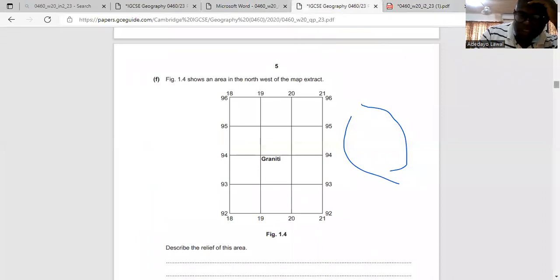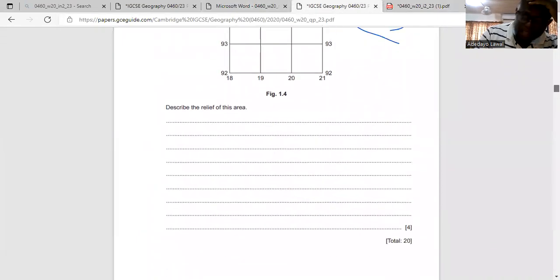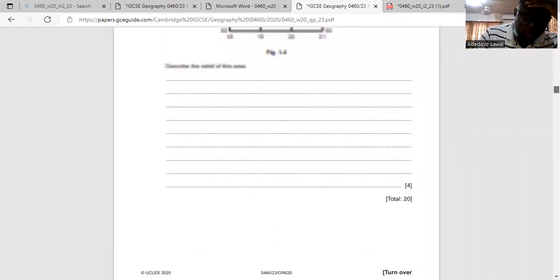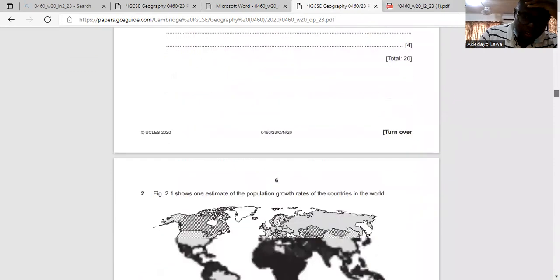It's either a 4 or 5 marks. So just mention like 6, 7 things. Hilly, mountainous. Mention the elevation that you see there, a spot height of about 953 meters. Valley, because of the rivers you see there, the presence of V-shaped valley. Then higher in the north, lower in the south, the highest point is found in the northwest, all of that.